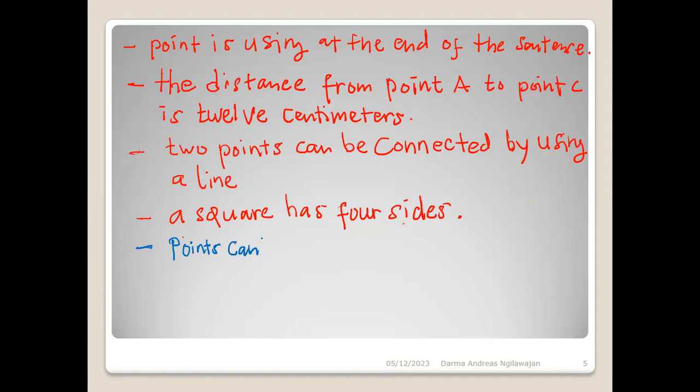Points can be used in a map to mark places. Titik-titik bisa digunakan pada peta untuk menggambarkan atau menandai tempat-tempat.